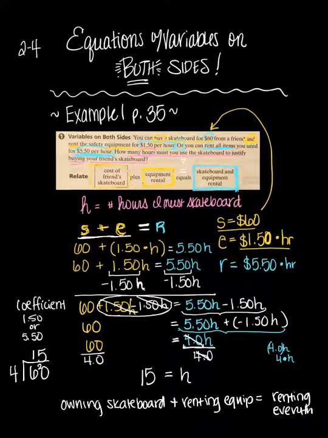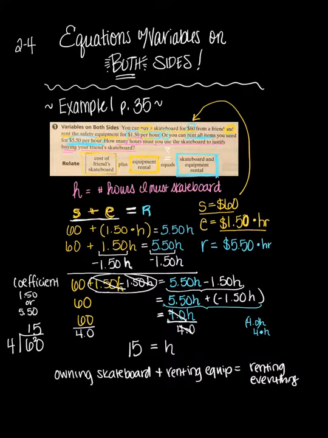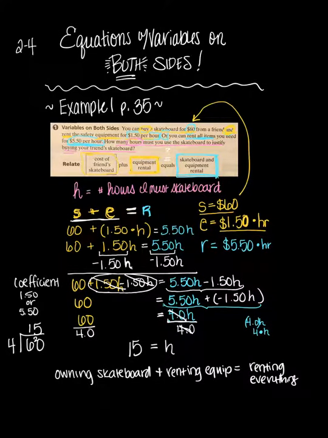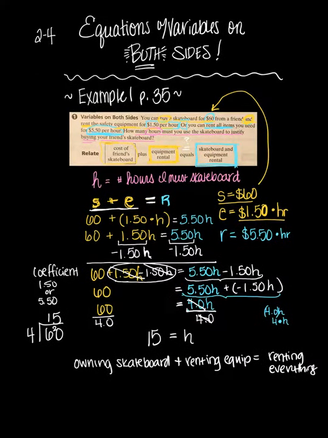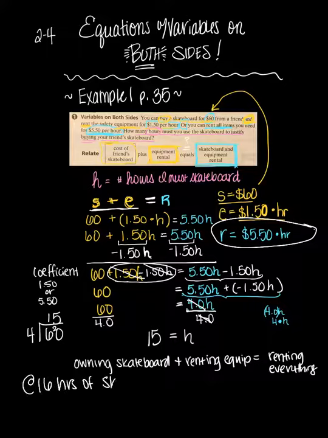Because think about it this way. After 16 hours, if I buy the skateboard after 16 hours of skating, I now own the skateboard and I'm just paying for the equipment rental. Whereas if I skateboard for 16 hours and I pay for that rental, that ends up equaling, well, let's do the math. Come back up here and look at this part. This was the cost of renting.